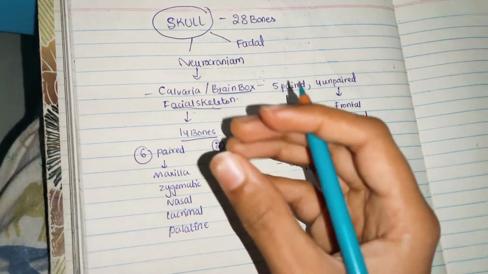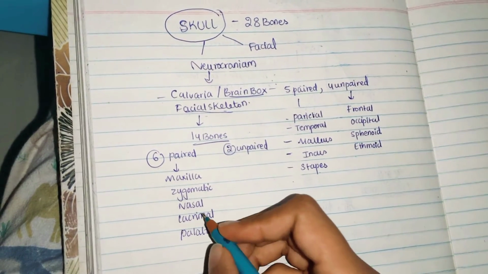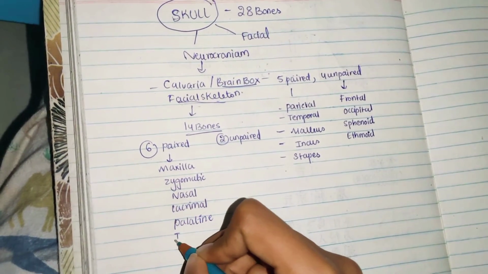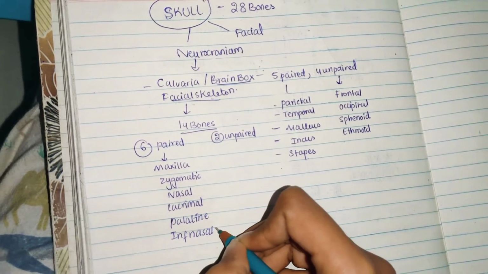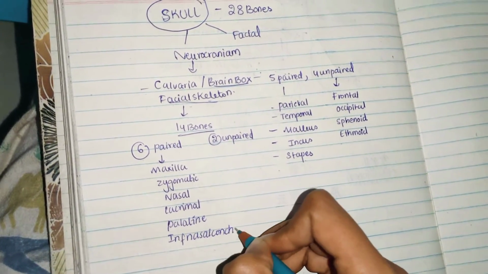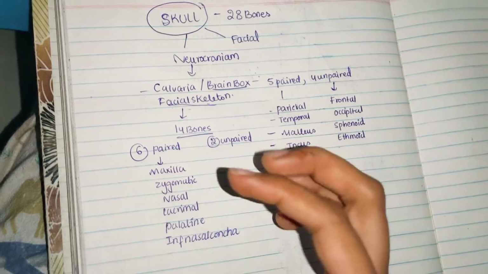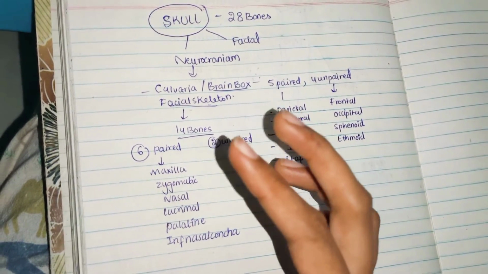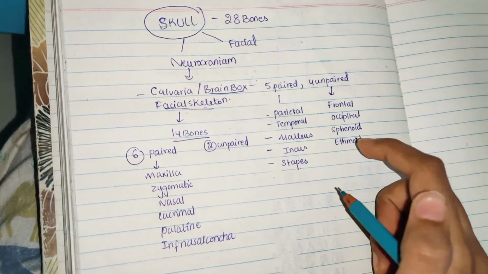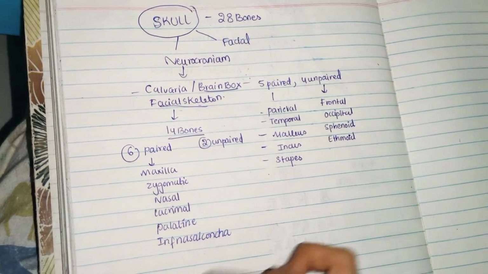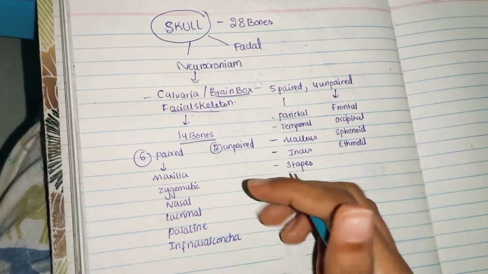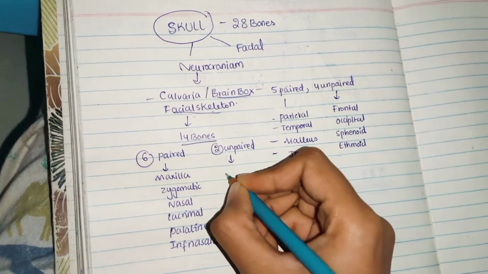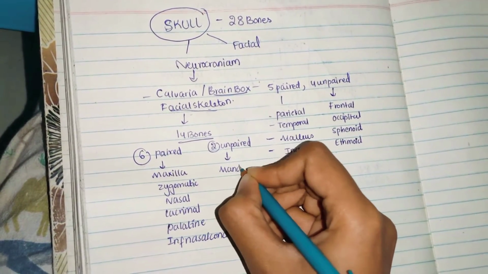Actually they are at the back of the hard palate. Okay, and next you have inferior nasal concha. If you know one thing, that the inferior nasal concha is a different bone, but the middle nasal concha and the superior nasal concha, they are part of the ethmoid bone itself. That is very important. Only inferior nasal concha is a separate bone. Now coming to the 2 unpaired bones. The 2 unpaired bones are mandible, it is unpaired, a single bone.